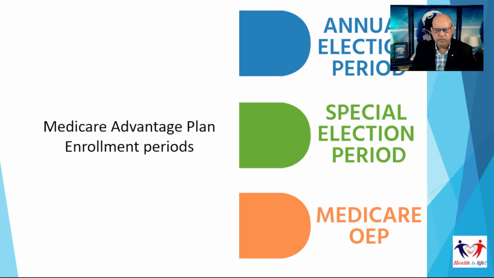Now let's switch gears and talk about how you enroll into a Medicare Advantage plan. There are various periods during which you can enroll. You can enroll during an annual election period, which is the most common period. Then we have a special election period. If you change your job from an employer to a private Medicare insurance, or if you move to a different location, or if your plan is not serving your area, those are the times when you can switch over to a different plan. And during Medicare open enrollment, you may be able to switch from a Medicare Advantage plan to a different one, or to the traditional Medicare.